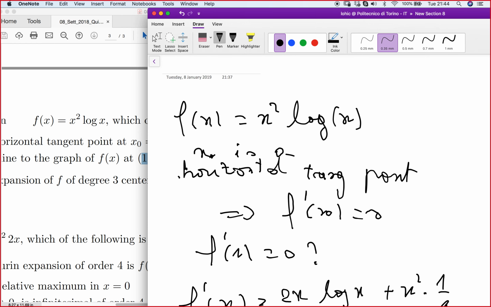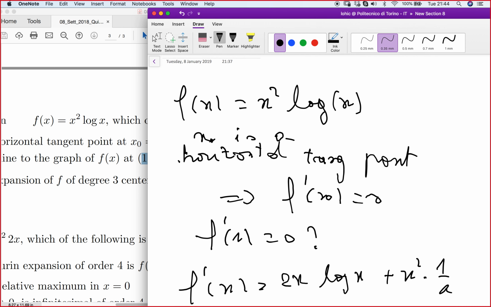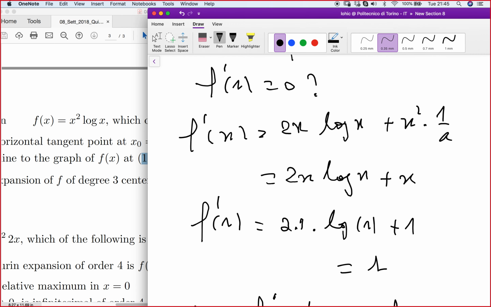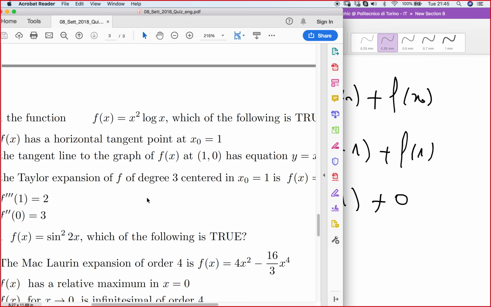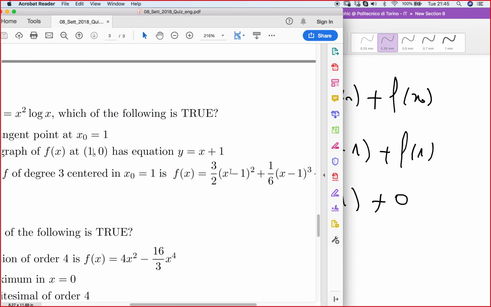But f of 1 is 1 squared multiplied by the logarithm of 1, so it is 0. So this is plus 0. So the equation of the tangent line is y equal to x minus 1, but they gave us y equal to x plus 1, so this statement is false.